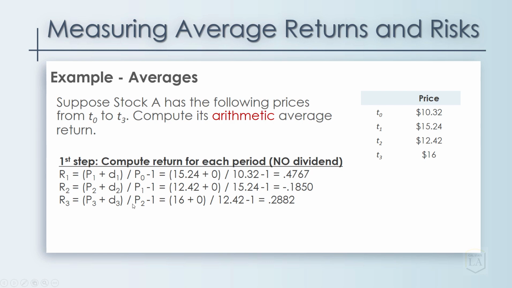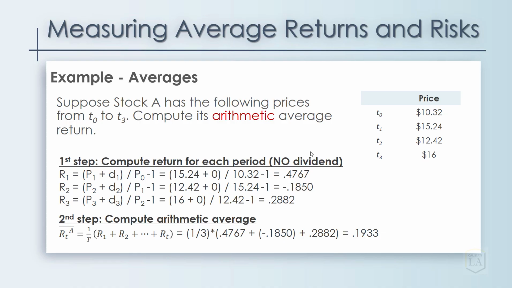Then the final price was 16, no dividend, and you divide it by the price 1 period before, which is 12.42. Subtract 1 in the end, and the return you would have is 28.82%. So this is the preliminary work that you need to do. Whenever you are asked to compute the average return or variance of return, if you're given the price information, you will first need to compute the return for each period, and then you will start from there. This is the preliminary warm-up job that you need to do.